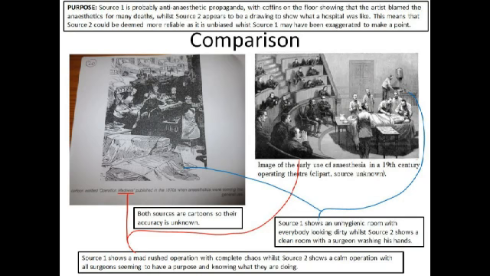This is an example of a comparison question, and it's two sources. You probably can't see them quite clearly, I can't either.